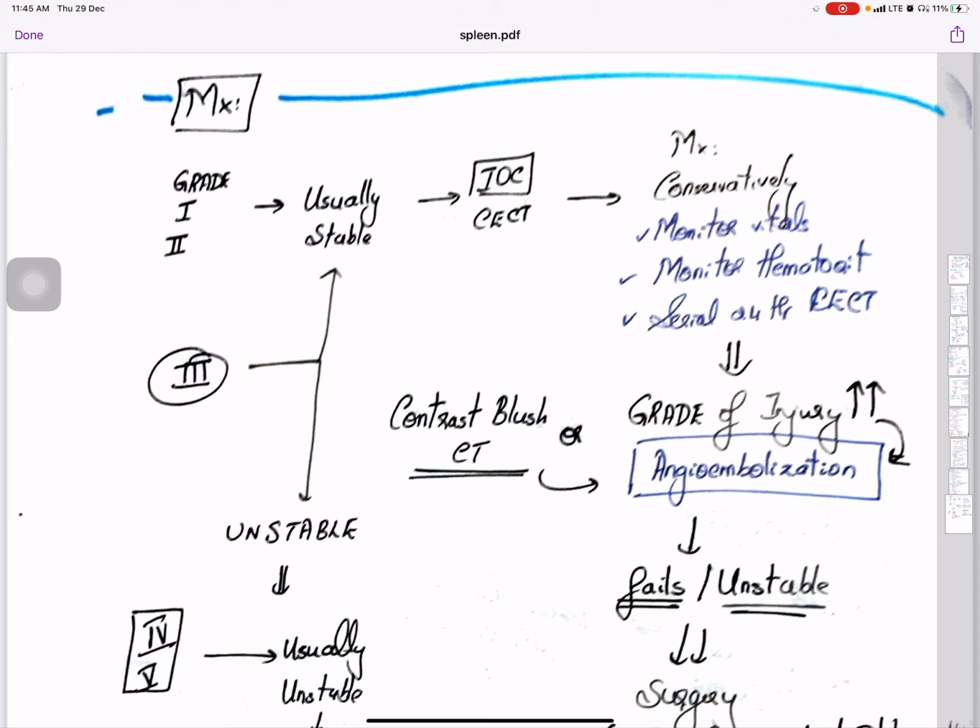Management. Grade 1, grade 2, if the patient is usually stable, investigation of choice CECT, conservatively managed, wherein we monitor vitals, hematocrit, and 24-hour repeat CECT. Then, if the grade of injury is increasing or there's contrast blush on CT, hemoglobin we check, 4-quadrant tap aspiration, emergency ultrasound, diagnostic peritoneal lavage, DPL, plain X-ray. Yeah, we do angioembolization if the grade of injury is increased or there's contrast blush on CT. If despite doing this the patient is still unstable, we do surgery.